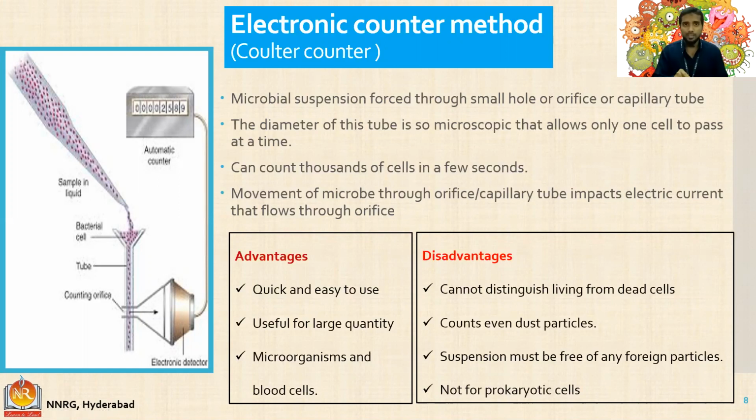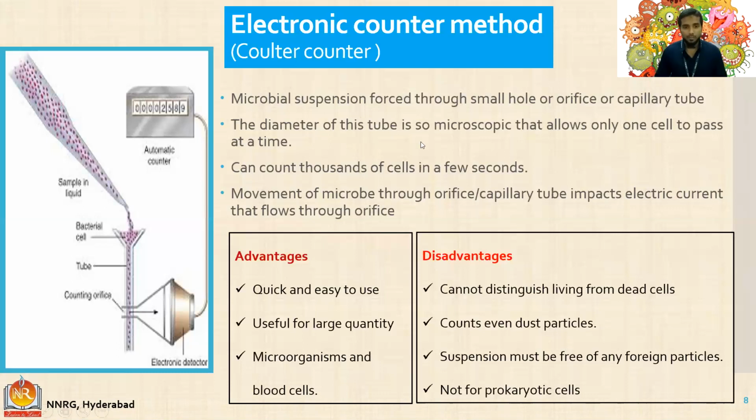When that cell fits, there will be a detector on the other side. You can see that electronic detector here. So this detector, when the cell comes here, immediately captures that and estimates the size of the cell. Okay, size as well as it counts every cell moving will be one count, right? So the number of cells moving will be the number of cells present.